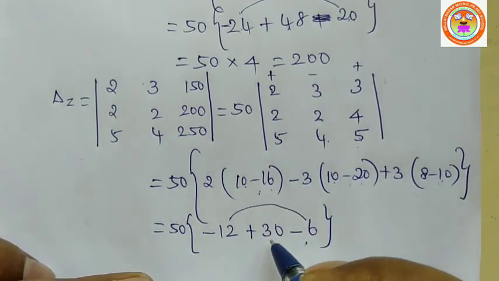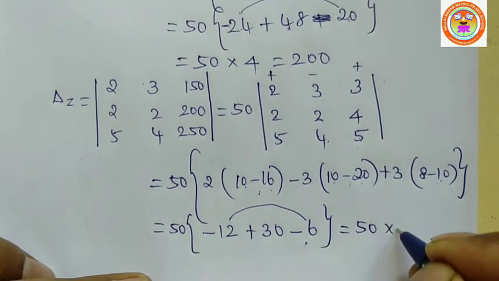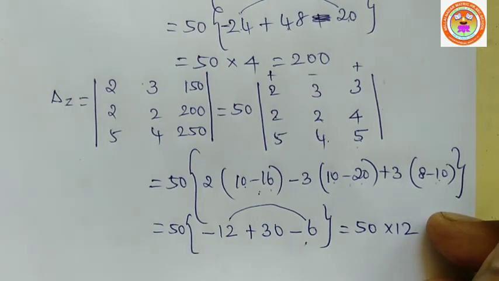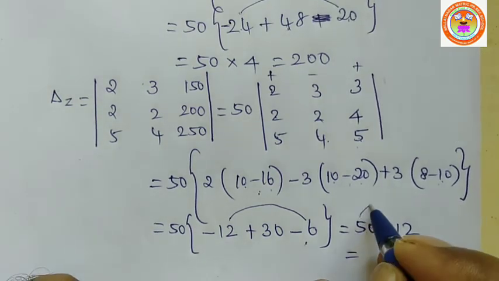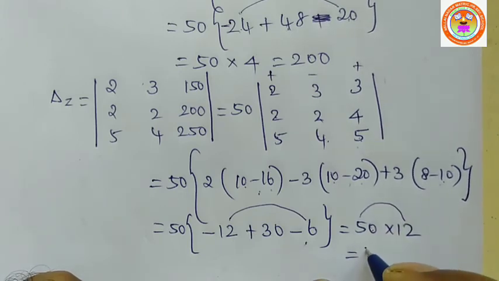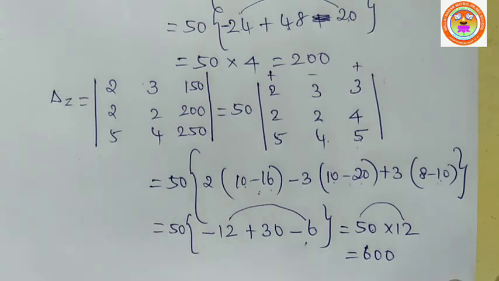Minus 18 plus 30, that is 12. So 50 into 12. 5 times 12 is 60, so 600. 50 times 12 is 600.